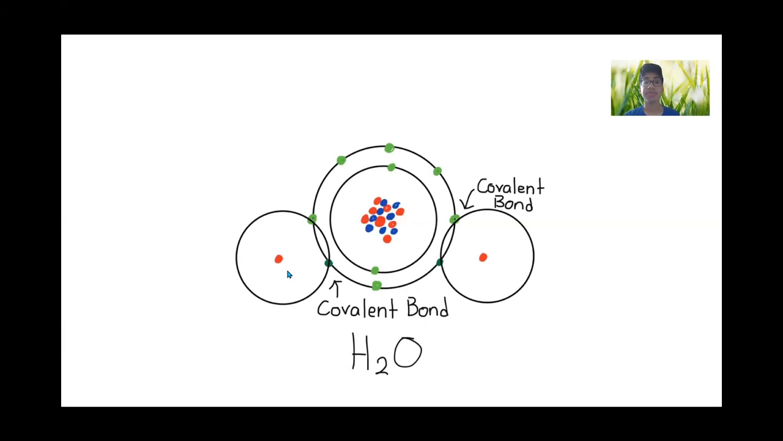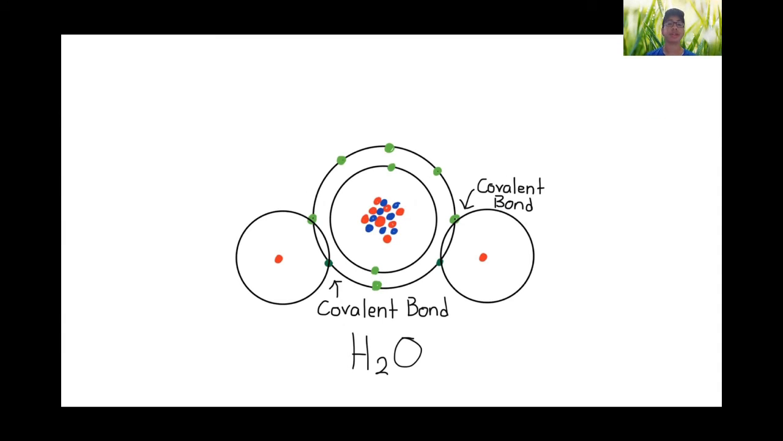When 2 atoms share electrons with each other, they bond. And the bond that they form by sharing electrons is called a covalent bond. So right here, this hydrogen atom is forming a covalent bond with oxygen, while this oxygen atom is also forming a covalent bond with the other hydrogen atom. When 2 hydrogen atoms and 1 oxygen atom covalently bond as shown in this diagram, a compound called H2O forms, better known as water.